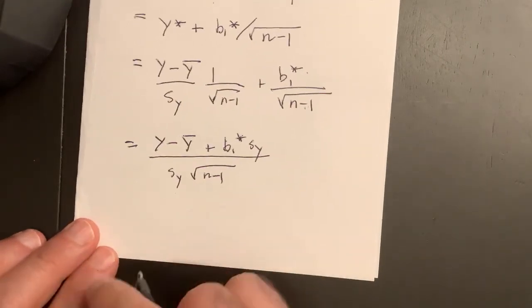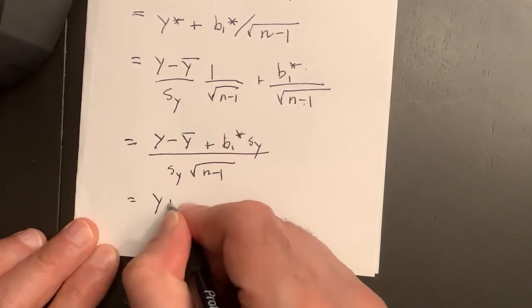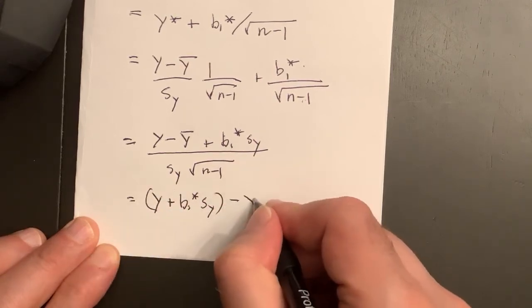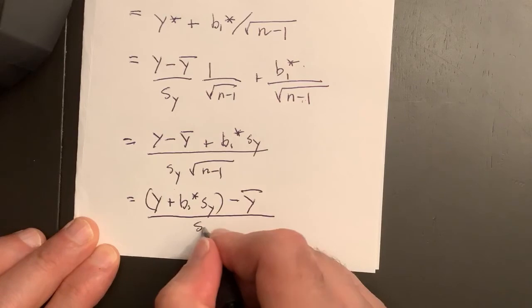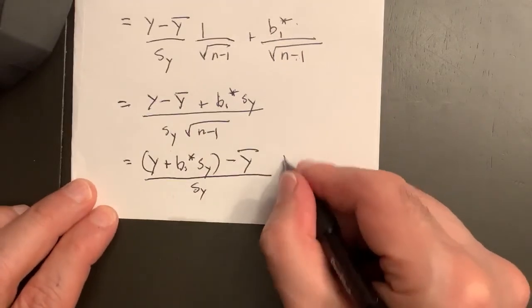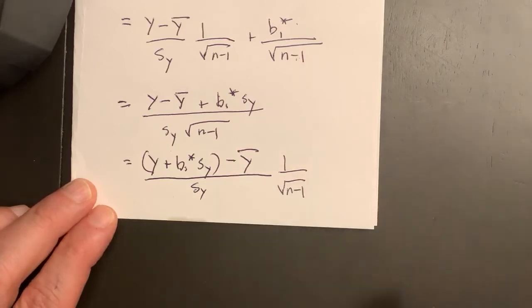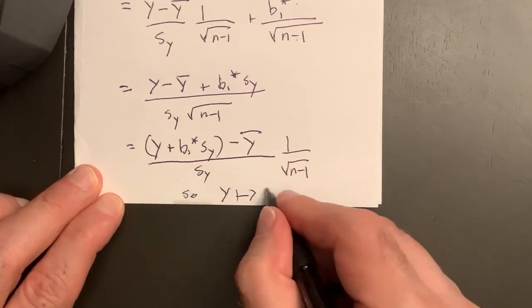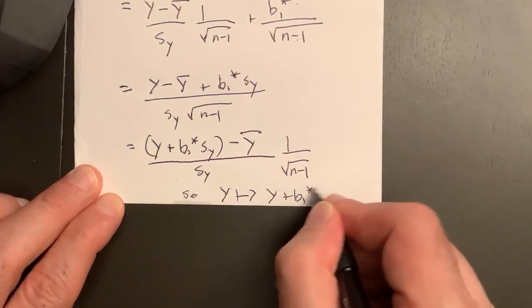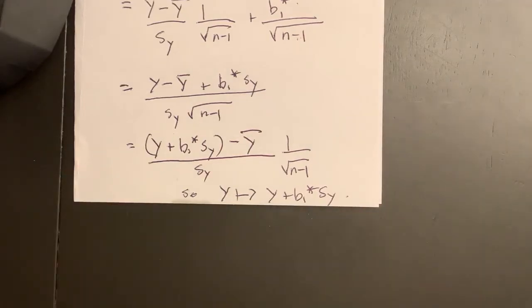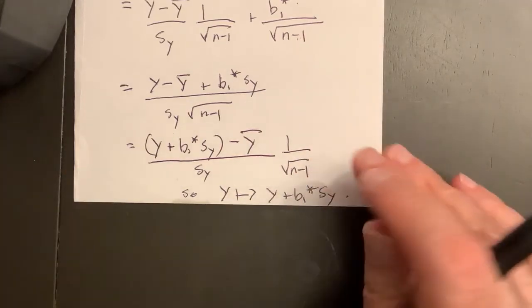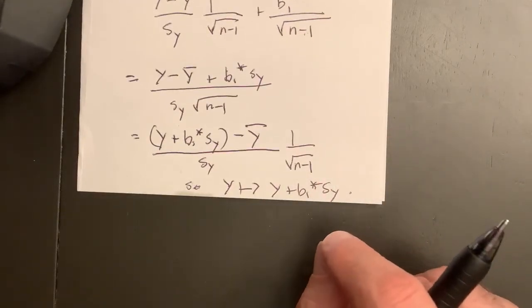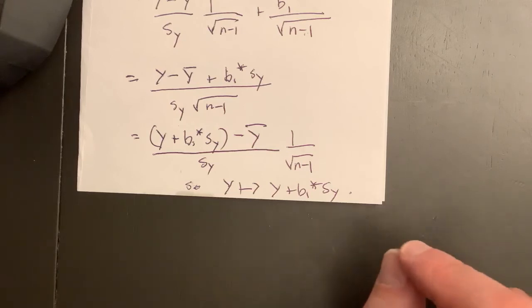Okay, so we're done basically. This is equal to y plus b1 star times one standard deviation, minus y bar, over sy times 1 over square root n minus 1. So y went to y plus b1 star sy. Okay, maybe it's more detailed than you want. All I really worried about is that you believe it and understand it. So, all right.